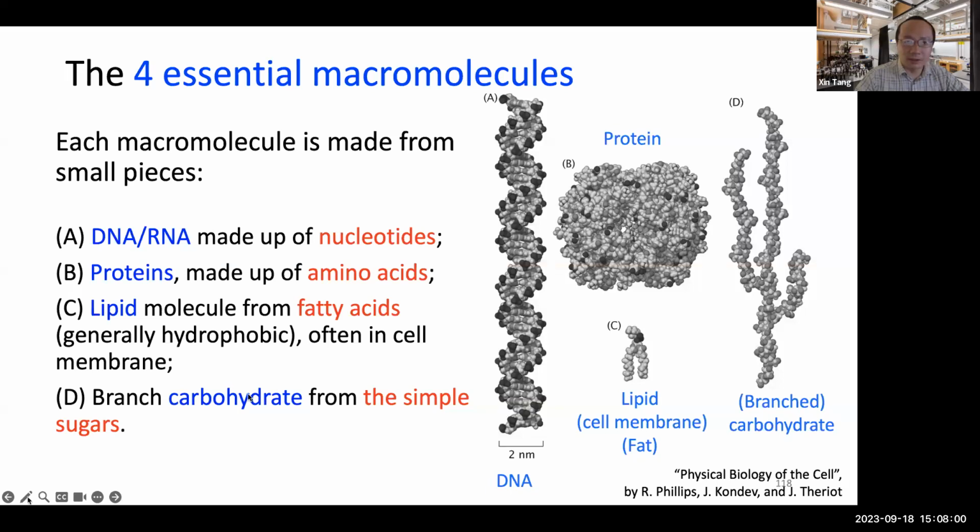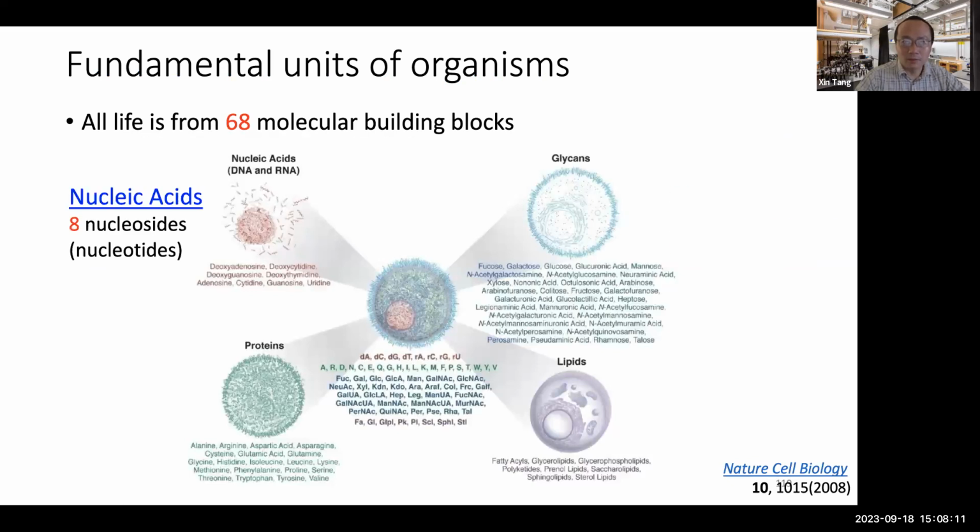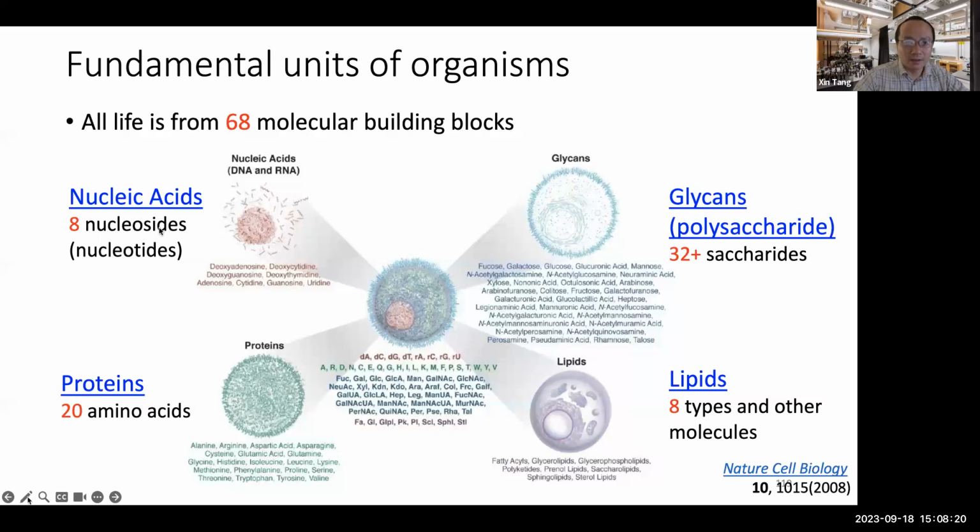And we also discussed the numbers of those 4 building blocks. They can be sub-categorized. In total, for the single monomer types of building blocks, for nucleic acid we have 8 types. Glycan, we have more than 32. The simple sugar is also called saccharide, and the complex sugar we call a polysaccharide. Okay? For protein, we have 20 amino acids. And then lipid, we have about 8 types. But there might be more.